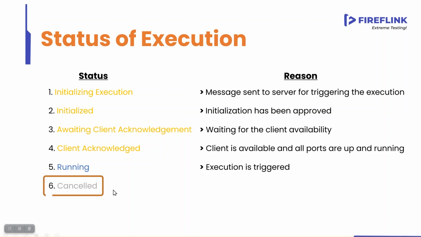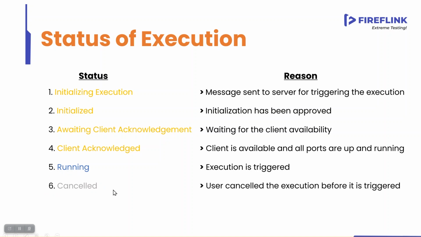Cancelled because the user has intentionally cancelled the execution. So before it is triggering, if you want to cancel the execution, then that particular execution can be cancelled and the status of it will be cancelled, right? Now, what if the execution has been already triggered? Then what can I do? Then you cannot cancel it, you can terminate it.